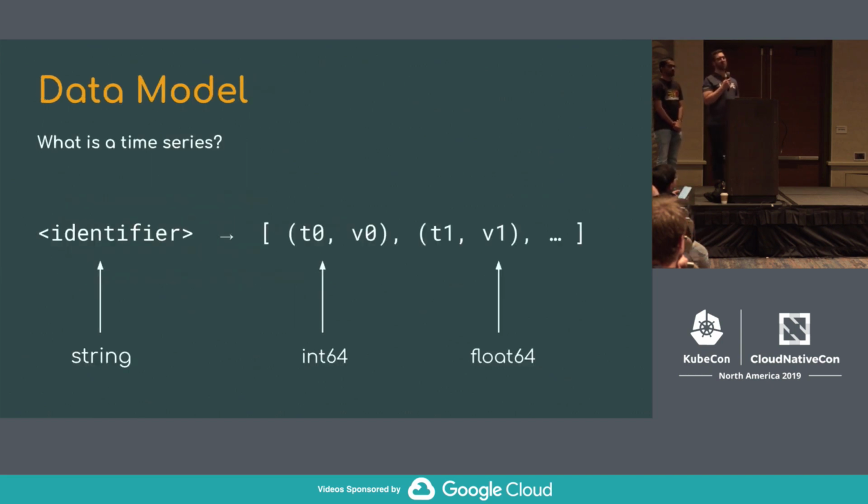So let's discuss a little bit about the Prometheus data model. First, what exactly is a time series? You can think of it as an identifier. For example, our HTTP request total time series, and then we have a vector here. The vector contains some tuples. Each of these tuples contains a timestamp of when a sample was gathered and also a value.